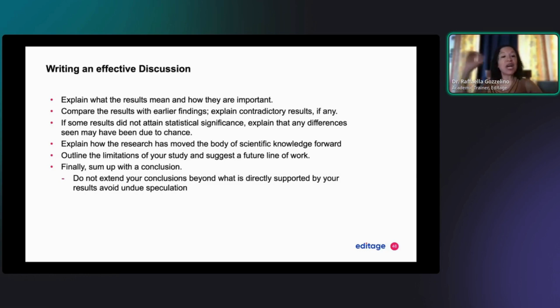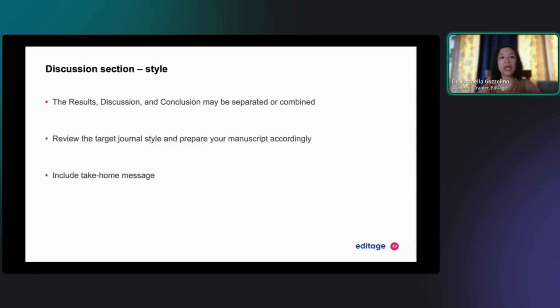publication, but also outline the limitations of the study and suggest the future direction, and then sum up with a conclusion. But do not extend your conclusion beyond what is directly supported by your results, because you need really to avoid undue speculation, because otherwise it's more an interpretation paper or an opinion piece that you can write also, but is a different topic.